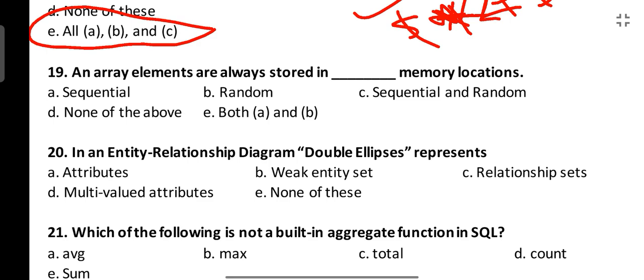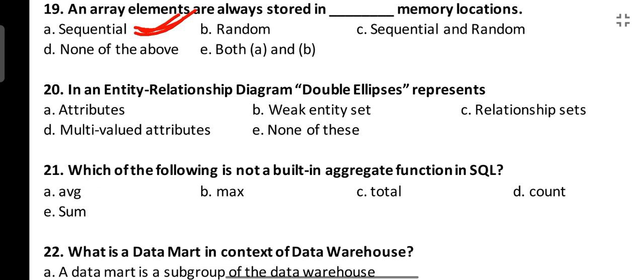Next question. Array elements are always stored in dash memory location. So we know array elements are always stored in sequential memory locations. Option A is correct here. In an ER diagram, double ellipse represents. We all know the answer for this. Double ellipse is multi-valued attributes.